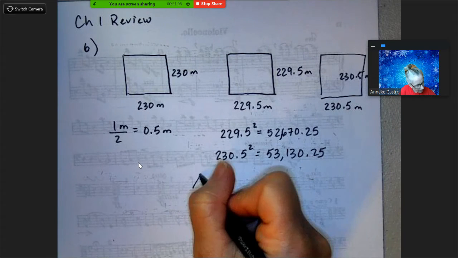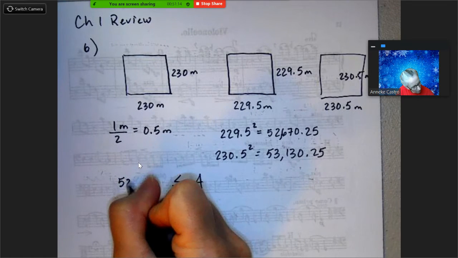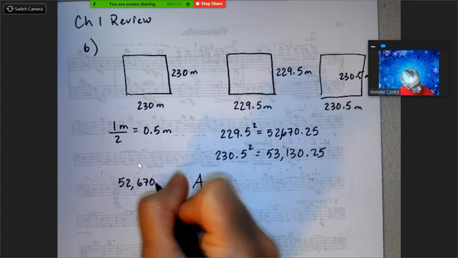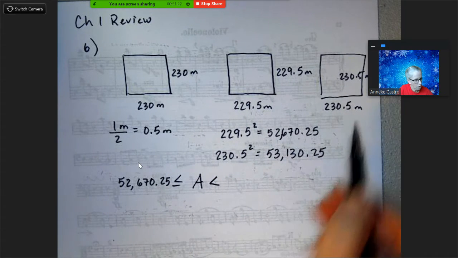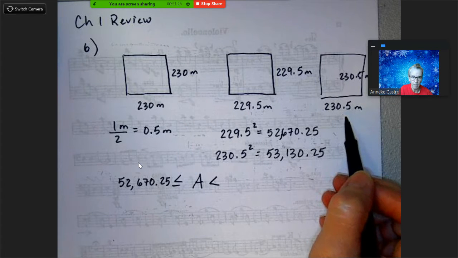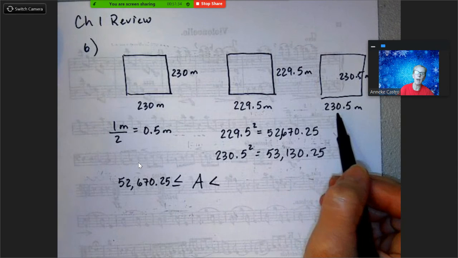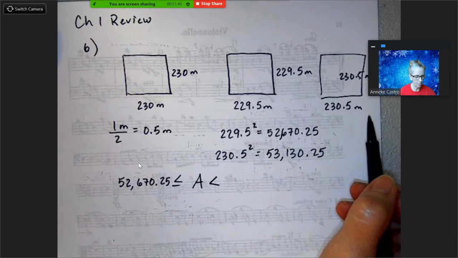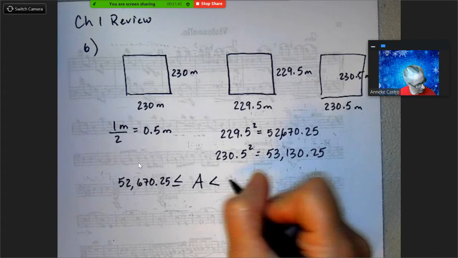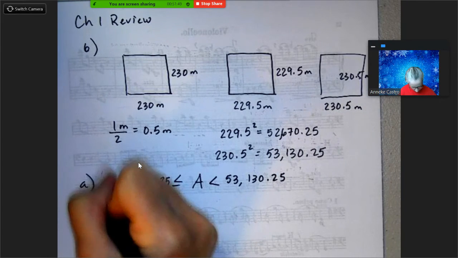So we could say A is going to be greater than or equal to the smallest one, 52,670.25. And the largest it could be, it can't actually equal this because 230.5 would be rounded up to 231, right? So that's why we use the less than symbol, not the less than or equal to, because if the side was actually 230.5, the people who measured it would have rounded it up to 231 if they were going to the nearest meter. So that's why we don't put the equal sign here. And that would be 53,130.25. Okay, so that's the answer to part A.